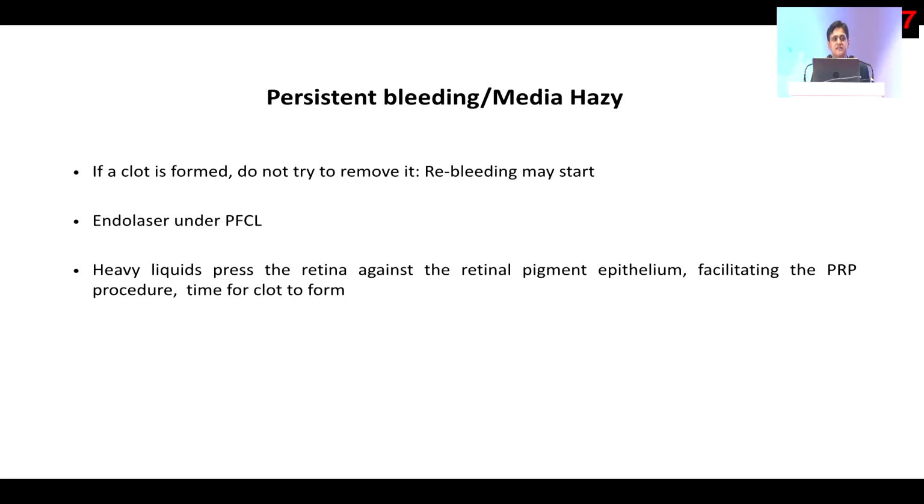If a small clot is formed, you should not try to remove it because there might be a secondary bleeding, and these secondary bleeders are really much worse than the primary one. So let the clot stay there, and you can try to do an endolaser under PFCL, which is much better because the PFCL presses the retina against the RPE.